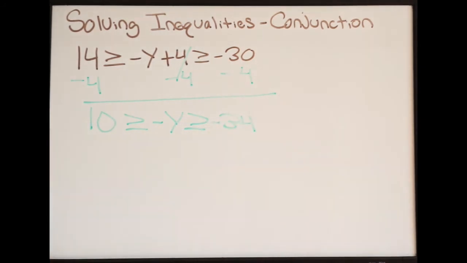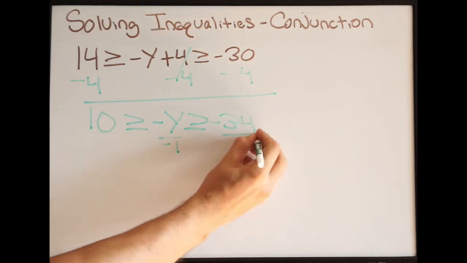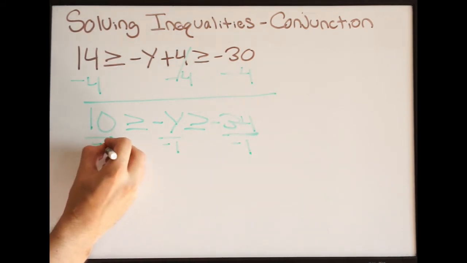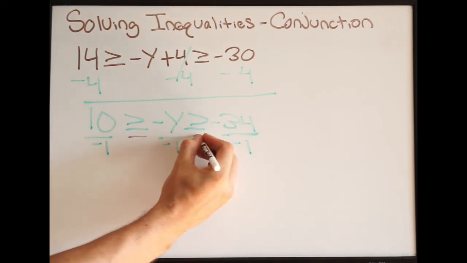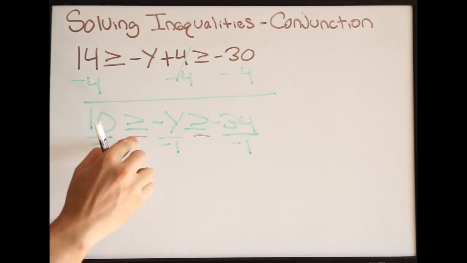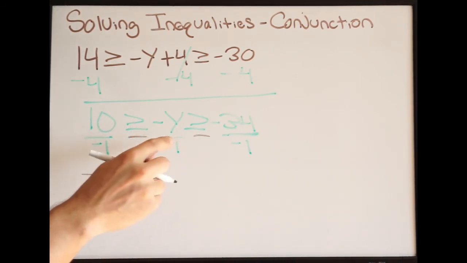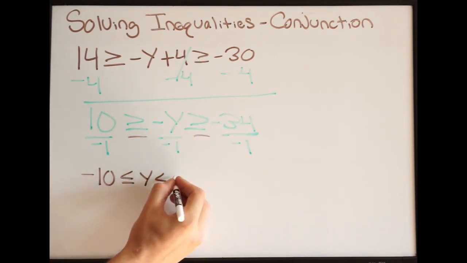Okay, now here's our next step. We can't leave it as a negative, so we're going to have to divide by negative 1. Now remember your rule. When you divide by a negative or multiply by a negative, you need to flip the inequality. Okay? So in this case, our inequalities are going to get flipped. So this is going to flip and this is going to flip. So doing this out, we're going to get negative 10. Flip the inequality. Okay, here we get y. Flip the inequality. And this is going to give us positive 34.